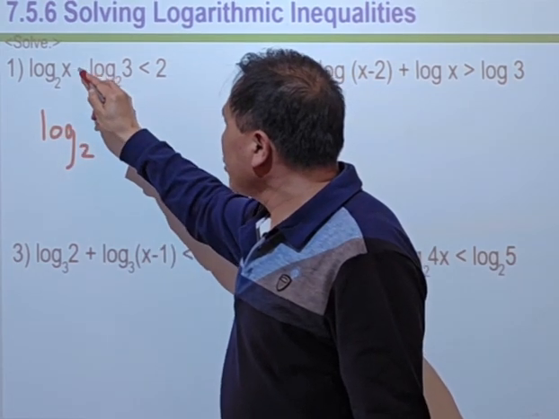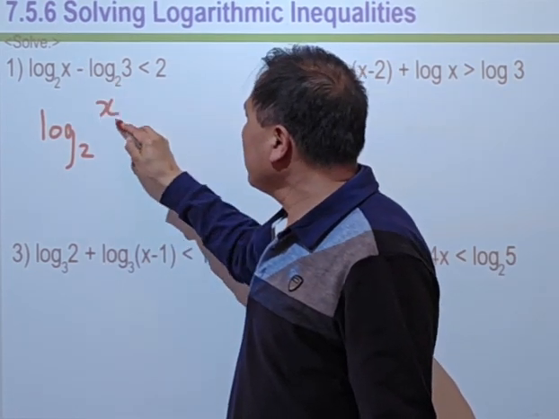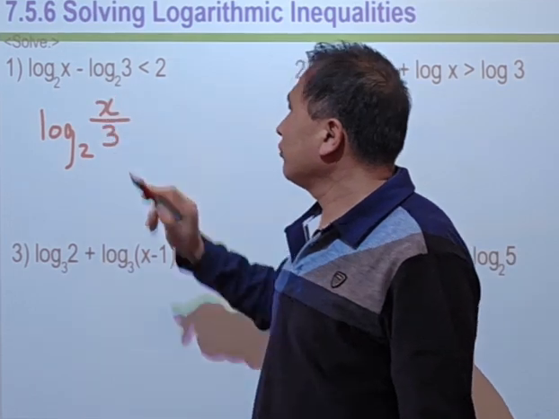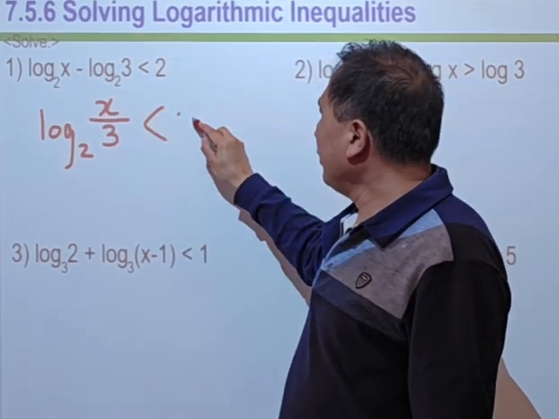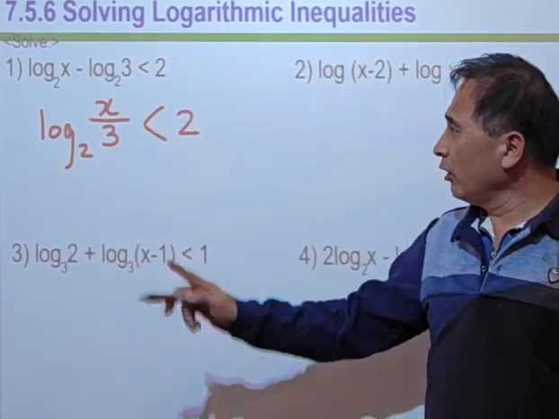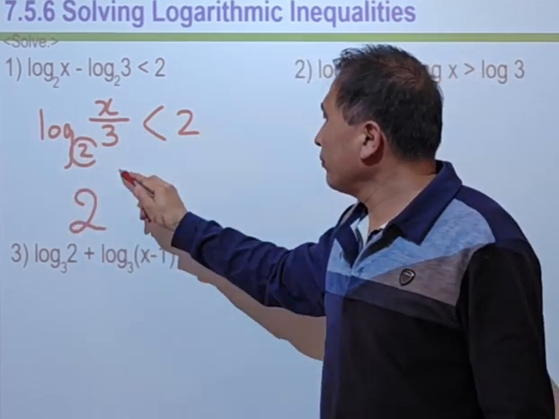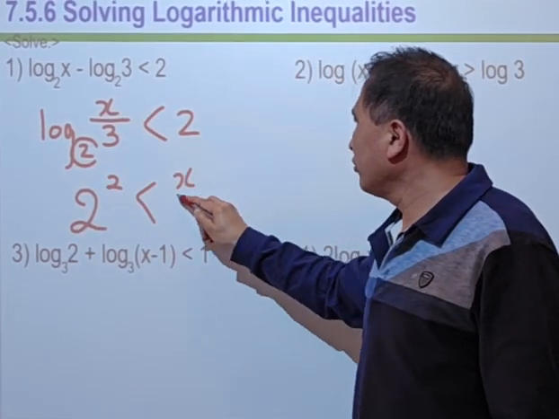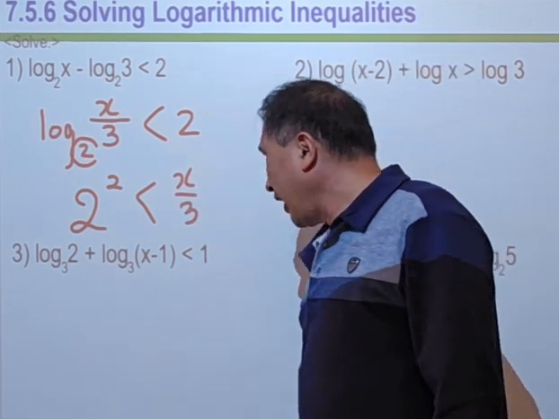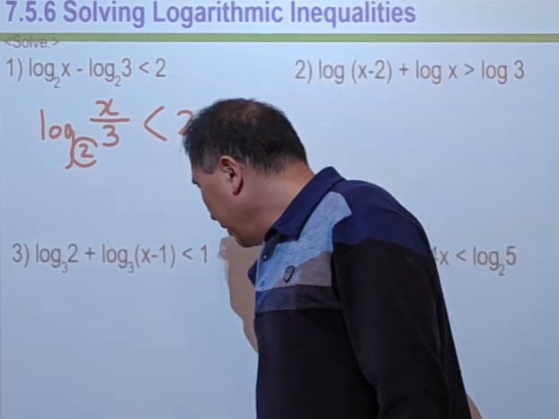When you have subtraction, the arguments become a division, right? And then that's 2 there. So you can change the log to exponents by making this base 2, and then swapping it to the second power, and then x over 3. You can do it that way. But today we're going to do it a little differently.